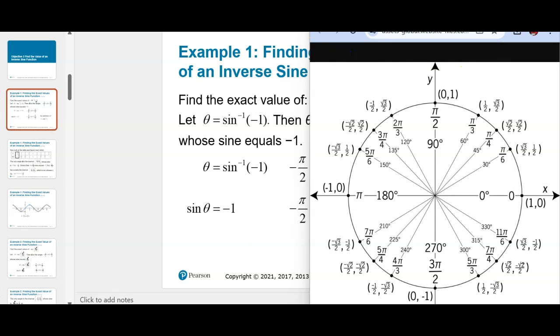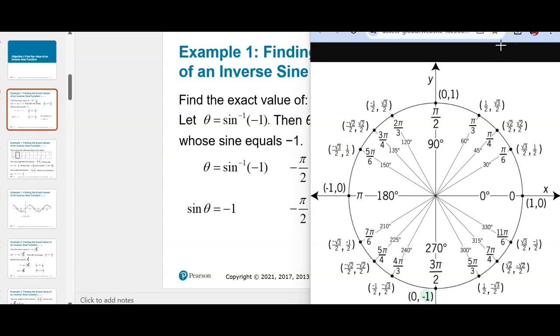And what that's asking us is what angle between negative pi over 2 and positive pi over 2 makes the y coordinate on the unit circle be negative 1. And the answer is negative pi over 2, because it has to be between those. The unit circle is going to say 3 pi over 2, but that's not possible with the inverse sine. It has to be between negative pi over 2 and positive pi over 2. So what makes sine negative 1 is the inverse sine of negative 1, and that angle is negative pi over 2 here.